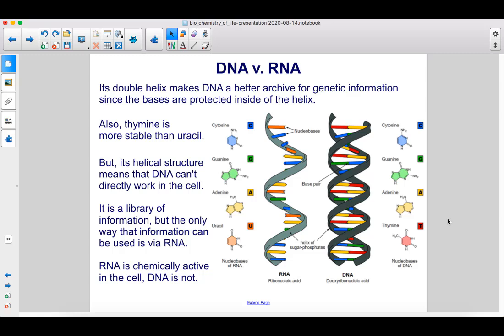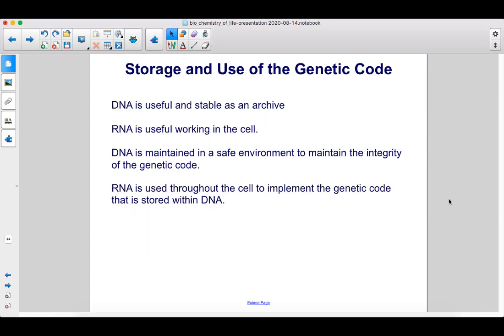RNA is chemically active in the cell. DNA is not. DNA is useful and stable as an archive. RNA is useful working in the cell.